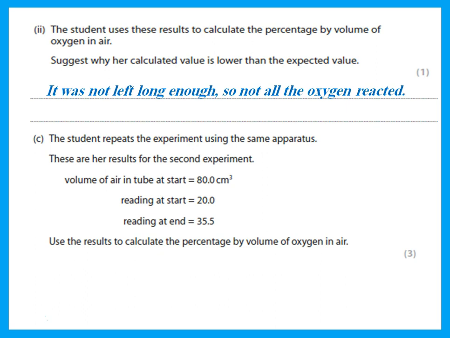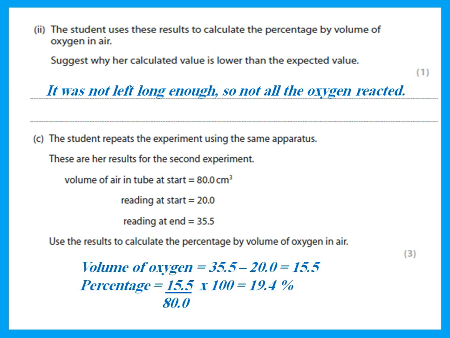The student repeats the experiment. These are her results. So he gives me the results and he says, use these results to calculate the percentage by volume of oxygen. He says, the air in the tube at the beginning was 80. The reading at the start was 20. And the reading at the end was 35.5. So if we start with 80, then I have the reading 20. It went up to 35.5.